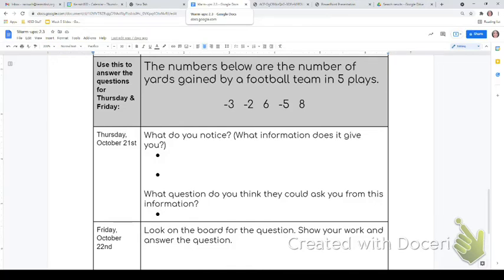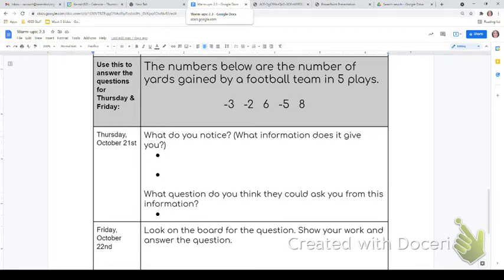All right, so we're going to work on today's warm-up, and I'm going to give you instructions on what to do for today. It says the numbers below are the number of yards gained by a football team in 5 plays: -3, -2, 6, -5, and 8. What do you notice? What information does it give you? And then what question do you think they could ask from this information, are what we're going to be focusing on today.